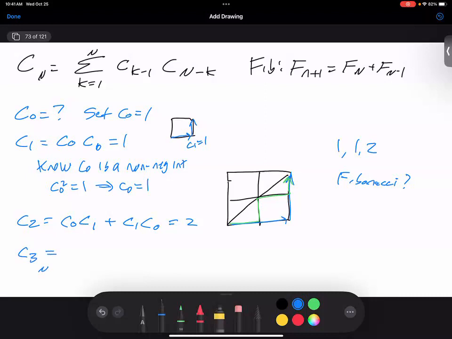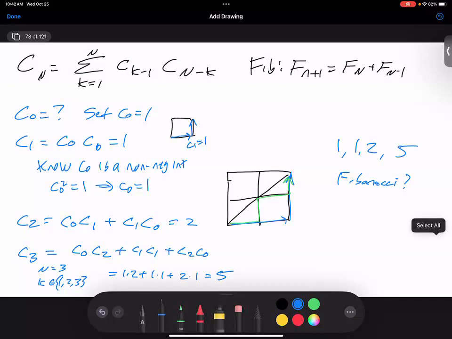So this is now going to be n equals 3. K is going to be in the set 1, 2, 3. When k equals 1, we're going to get C0, and then 3 minus 1 is going to be C2. The next one is going to be C1, C1. And then the last one, when k equals 3, we'll get C2, and then 3 minus 3, which is C0. We know C0 is 1, C1 is 1, C2 is 2, right? So this is going to be 1 times 2 plus 1 times 1 plus 2 times 1. This equals 5. Do you still think it's the Fibonacci's?